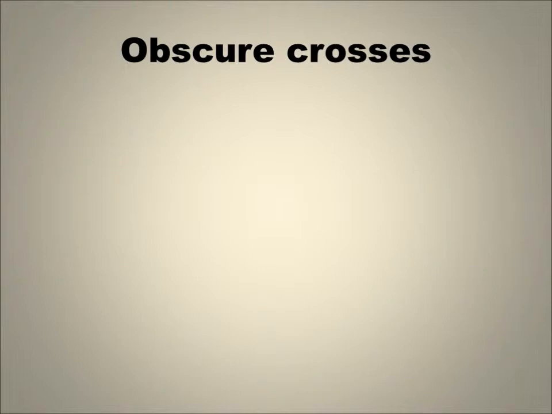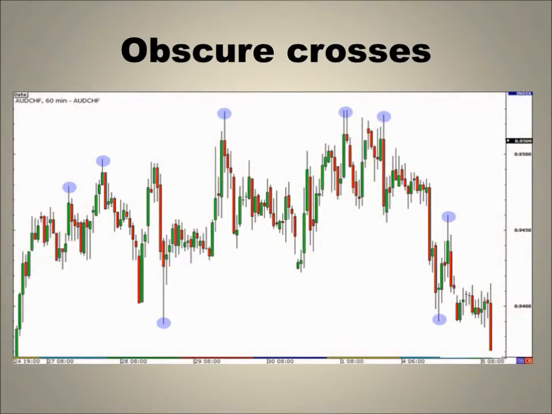So, let's talk about obscure crosses. Here's an example of an obscure cross. Here we have the Australian dollar and Swiss franc pair. Notice that we have a lot of spikes in this pair. Notice how the candlesticks are always long. We have a big bearish, big bullish, big bearish, big bullish candle with lots of shadows above and below.